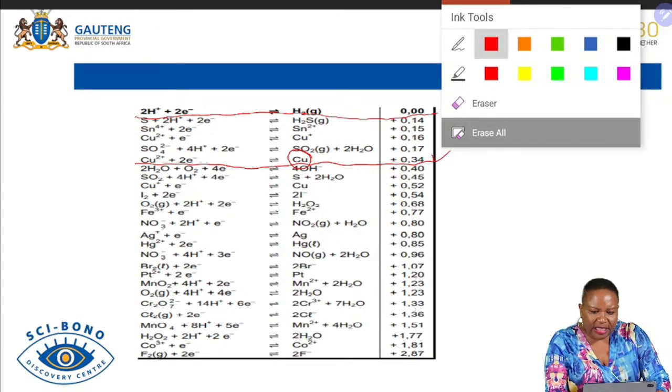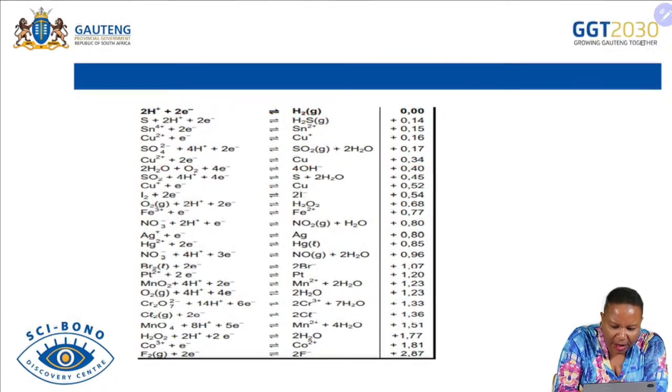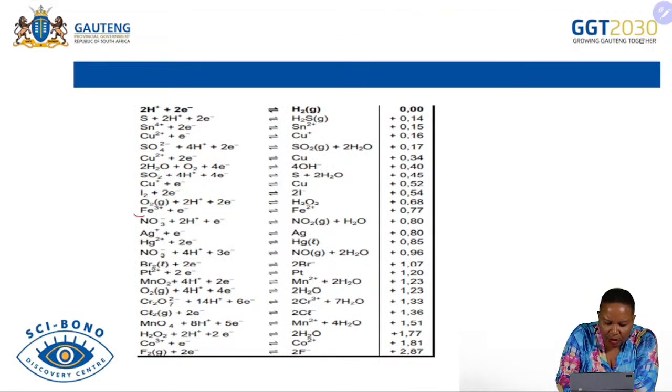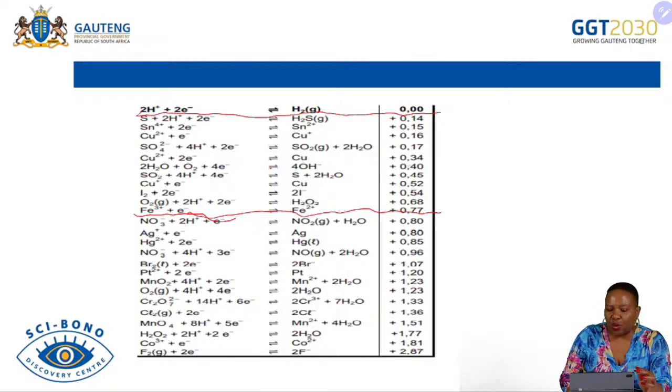Okay, so let's now start looking at our cell. This is the first half cell that we are provided: iron 3 plus going to iron 2 plus, this one of 0.77. And then the other one is the hydrogen half cell. When you look at the cell potential, you can immediately see that the hydrogen half cell has a lower cell potential compared to the iron half cell. Therefore, it means the hydrogen half cell will undergo oxidation and the iron 3 plus half cell will undergo reduction.